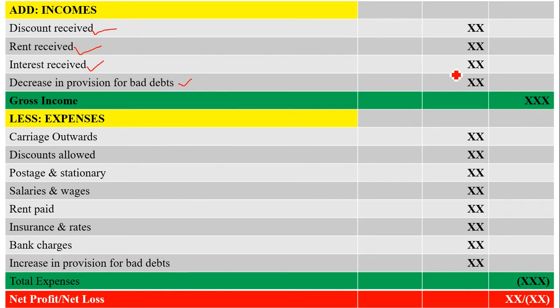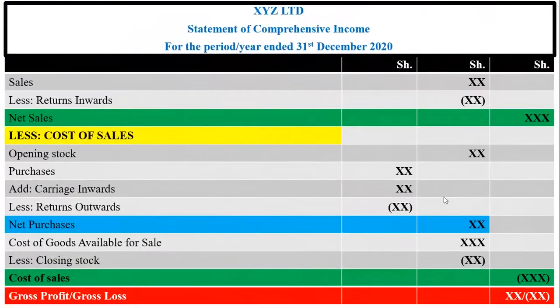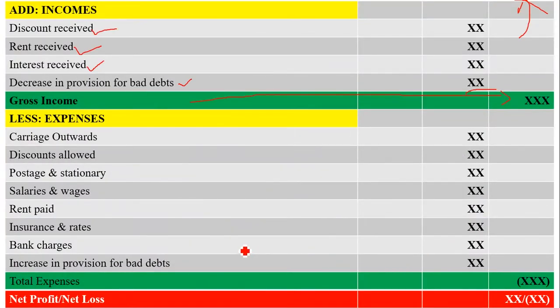So you put in all the values for all the incomes here, then you get the total income. That is what you're calling the gross income, and the gross income is what we are adding to our gross profit. Here we have the gross profit. Remember, we are continuing from that particular point. Then after that, you less the expenses.